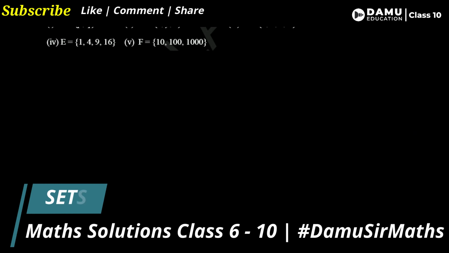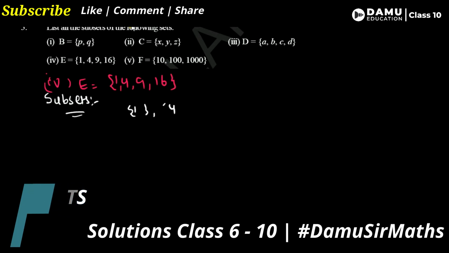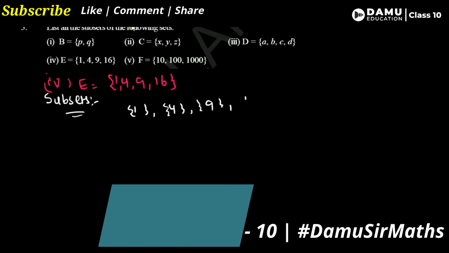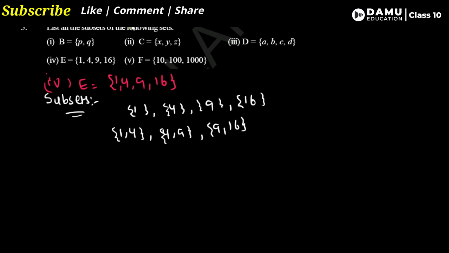Next one, what is our next one here? So the fourth one, E is equal to {1, 4, 9, 16}. Four elements. For these subsets, how do you write them? First the single-element subsets: {1}, then {4}, then {9}, then {16}. Then two-element sets: {1, 4} is a set, then {4, 9}, then {9, 16}. Then go with 1 and 9, and next 1 and 16.